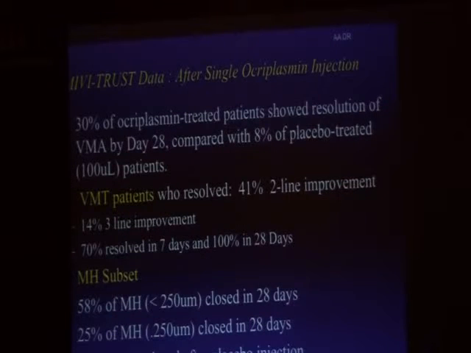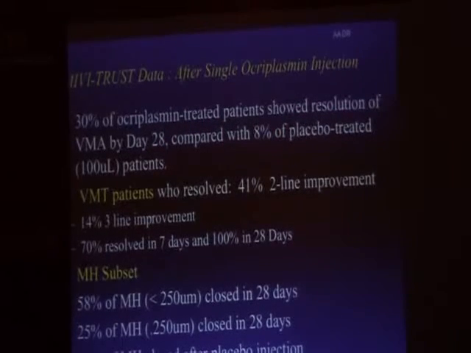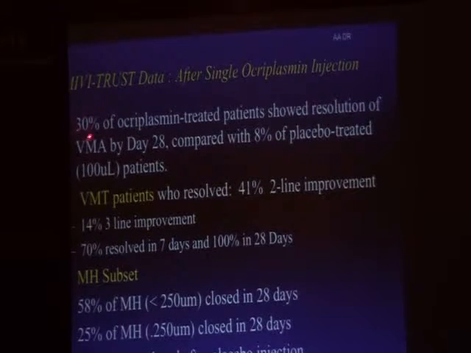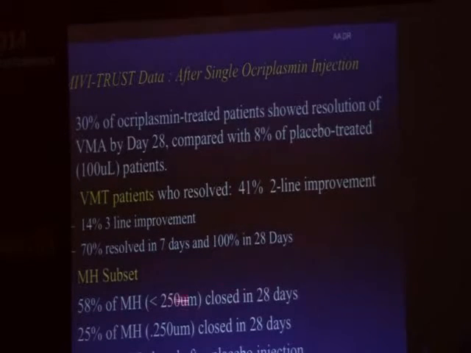Now let's look at some of the data of ocriplasmin. 30% of the ocriplasmin treated patients showed resolution by day 28, and 8% of the placebo treated patients, with 100 microliters of fluid injected in the eye, showed the same resolution. So if you look at the overall data, you will find that 22% of the ocriplasmin treated patients actually improved, because 8% would have anyway improved with placebo. When they analyzed the data further, this figure came down to 28%, and the other increased to about 14%. So eventually you had about 14% benefit by ocriplasmin.